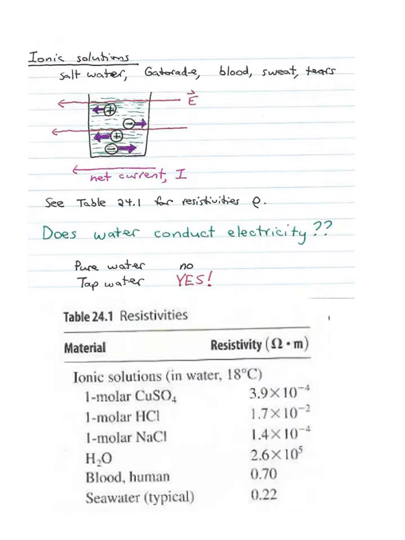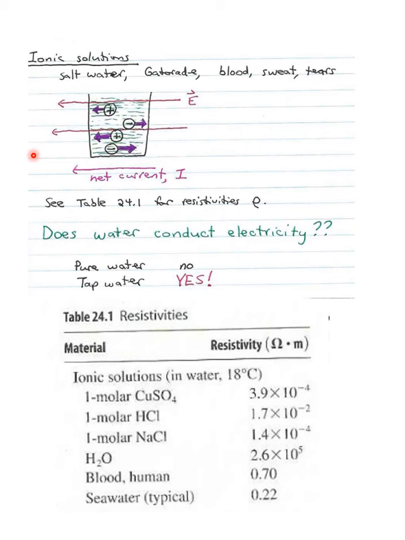Let's now talk about electric current in liquids, so ionic solutions. Liquid solutions contain positive and negative ions that respond to an electric field by moving in opposite directions. If you look at this picture, I've drawn the electric field going to the left. The positive ions will go to the left, and so they have a net current to the left.